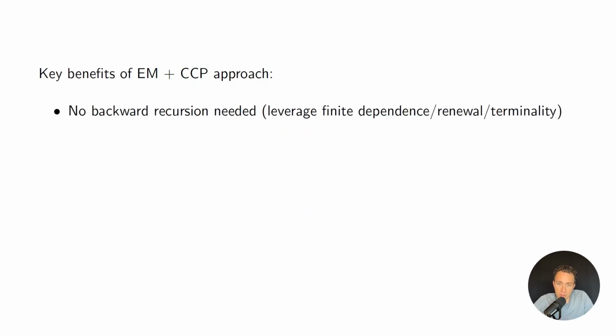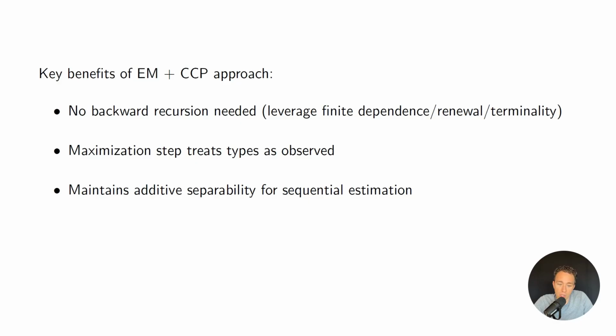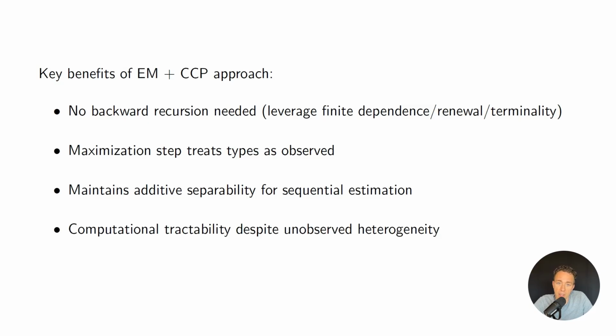So what are the benefits of this approach? Well, we don't need to fully solve the model, and we can handle unobserved states so long as we have either finite dependence or renewal or terminality in our model. The M step of the EM algorithm is going to treat these types as observed and just weight the estimation by those type probabilities. And we also get additive separability if we have other parts of our model, like we talked about when we introduced dynamic selection. We might have an outcome equation in our model as well as a choice equation, and we can have additive separability in those components, which simplifies things. And so we maintain this computational tractability despite having unobserved heterogeneity in the model.